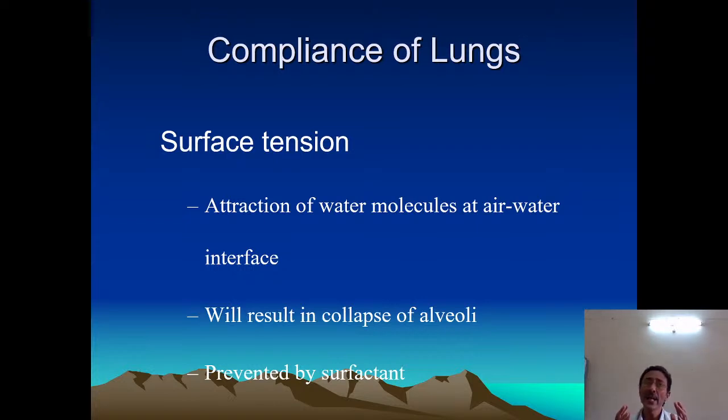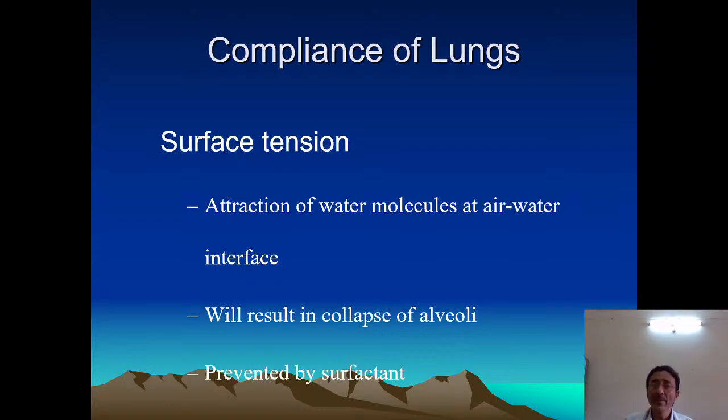Now, because of this air-water interface, you will find that the water molecules which are lining the respiratory membrane, just adjoining the air which is present in the alveoli, will try to keep the lungs collapsed. So surface tension on the alveoli is because of the water molecules which are spread out along the whole of the respiratory membrane, and this surface tension of the water molecules is trying to keep the alveoli collapsed. So there will always be a tendency for the alveoli to collapse.